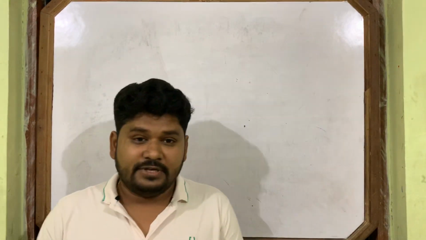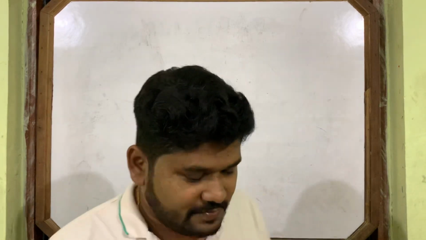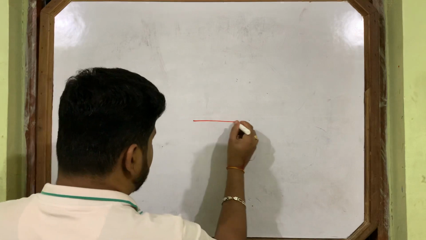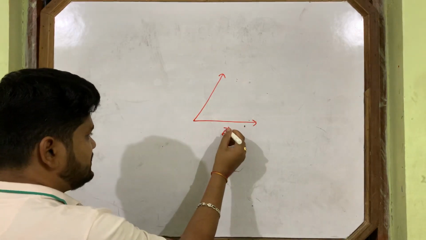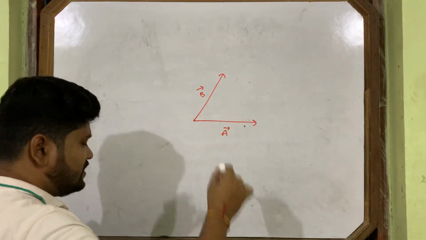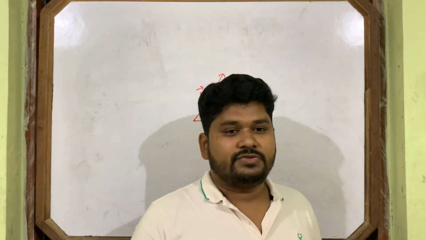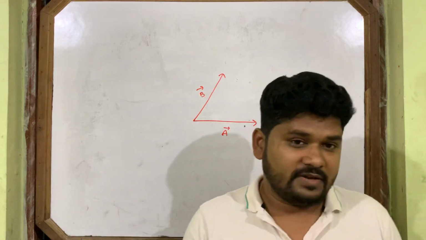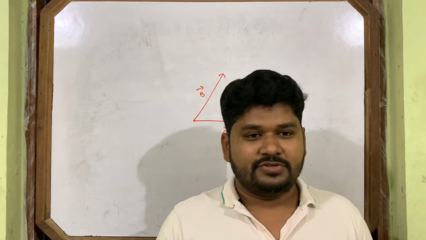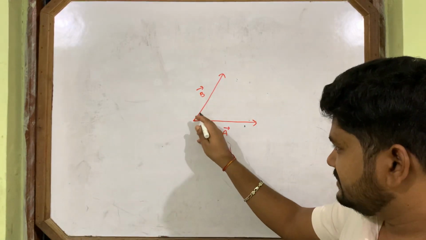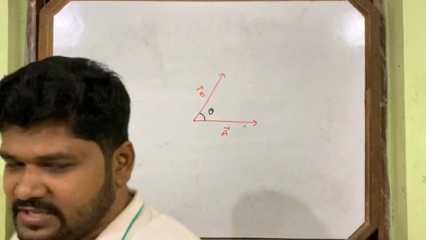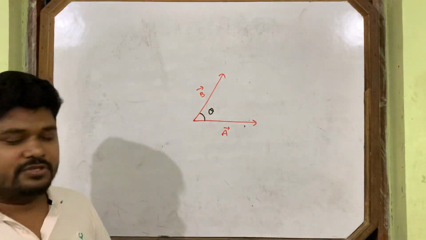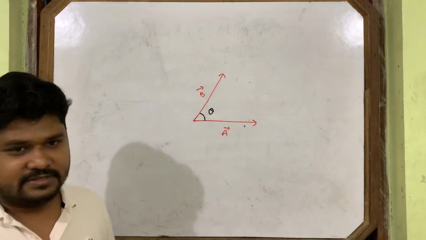Then let's discuss what is the angle between two vectors. Suppose you see two vectors. This is one vector. This is another vector. This is A vector. This is B vector. What is the angle between these two vectors? Just like your geometry in 9th or 10th class, this is the angle between the two vectors, A vector and B vector.